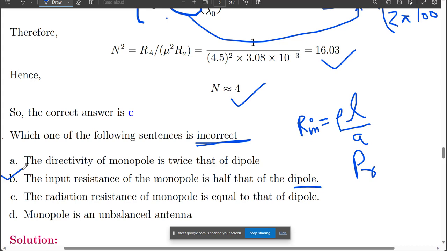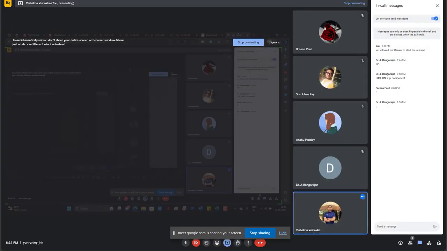So the statement is: directivity of monopole is twice that of dipole. What do you think? Is it correct or is it wrong? Input resistance is half, which means the power dissipated will be half, which means the radiated power will be double, which means that the directivity will be double, right? Tell me, guys, what do you think?